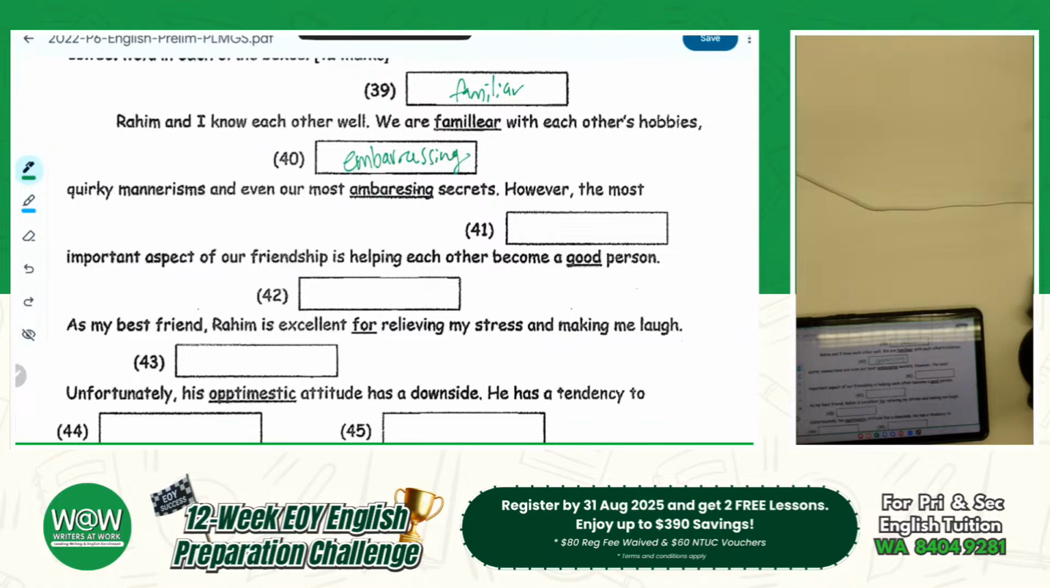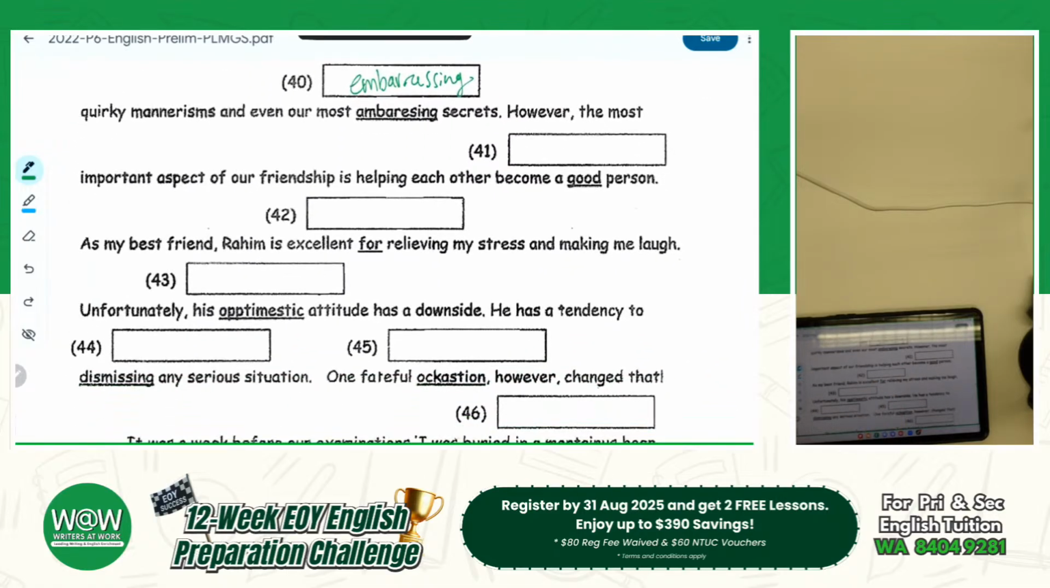However, the most important aspect of our friendship is helping each other become a dash person. So you can see, good here is adjective. But what we are looking at is that comparative word. So we'll say to become a better person. As my best friend, Rahim is excellent dash relieving my stress and making me laugh. So you can see excellent, that he is good at this particular skill here. So you'll be excellent at.